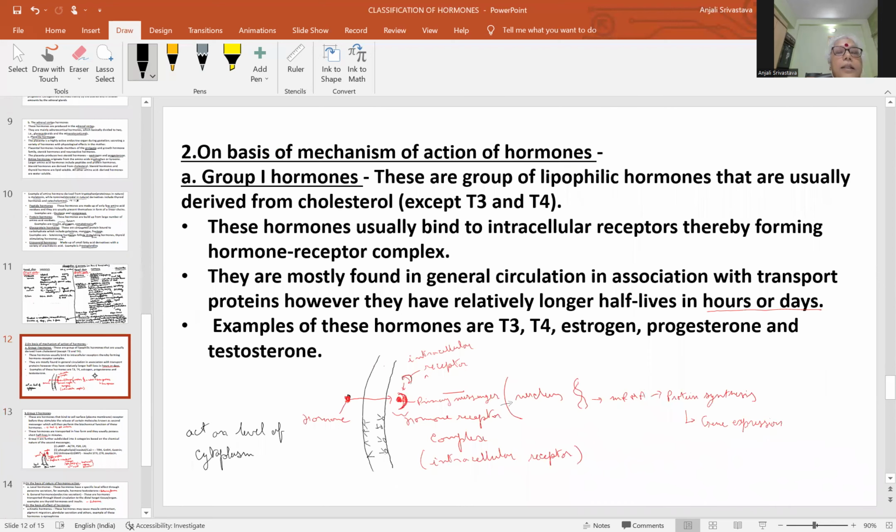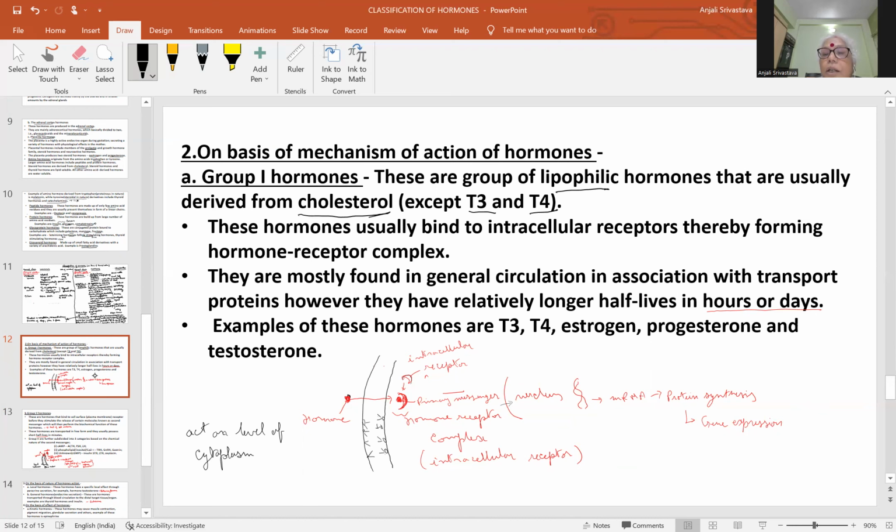Now, another type: the classification of hormones on the basis of action of hormones. As I've already mentioned, group 1 hormones and group 2 hormones. Group 1 hormones are a group of lipophilic hormones, which are soluble in lipids, and they are derived from cholesterol. Already I have told you, all lipid soluble hormones are formed from the precursor cholesterol, except T3 and T4, which do not have cholesterol, so T3 and T4 are kept in a separate group, the amines.